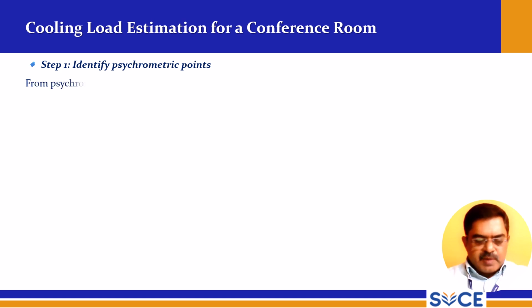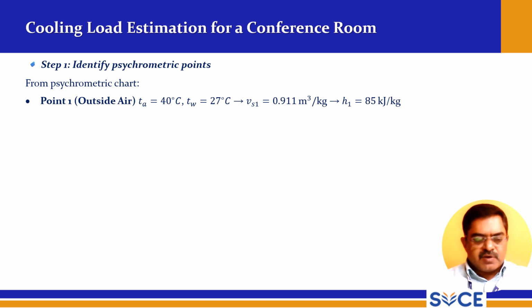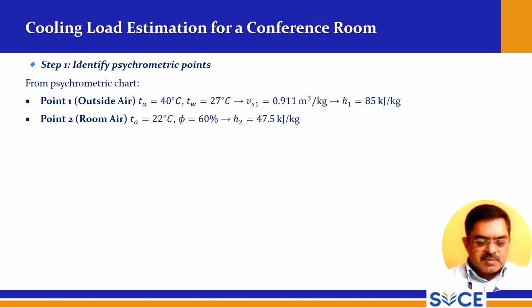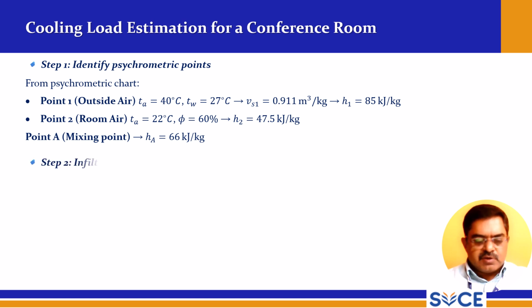identify psychrometric points. From the psychrometric chart, point 1, outside air: TA is 40 degrees Celsius, TW is 27 degrees Celsius, VS1 is 0.911 meter cube per kg, and H1 enthalpy is 85 kilojoules per kg. Point 2, inside the room: TA is 22 degrees Celsius, relative humidity is 60%, and its enthalpy is 47.5 kilojoules per kg. At point A, the mixing point, HA equals 66 kilojoules per kg.